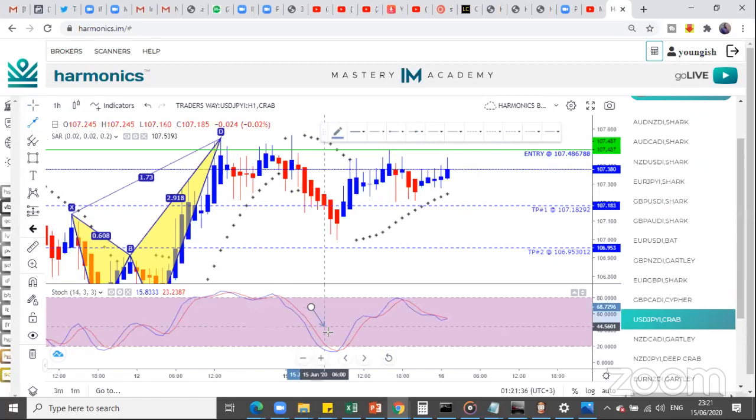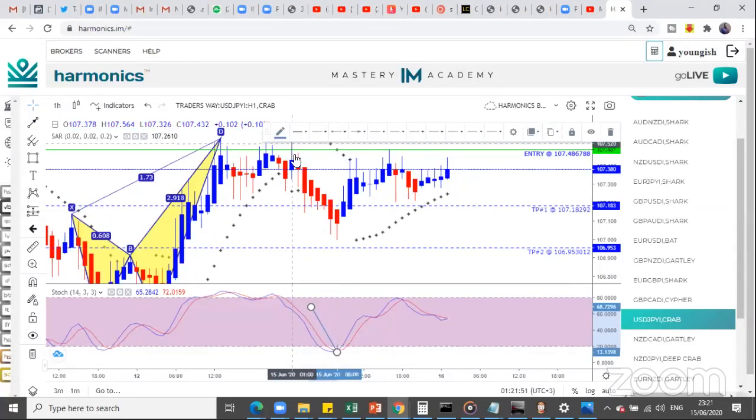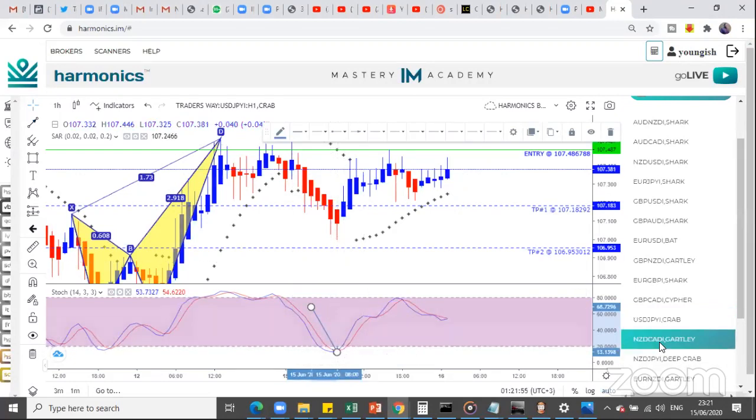Always be careful. Always watch this cross. If you are entering from here and it gets to the overbought, you can come out of your trade or partial, because it is telling you that it has gotten to exhaustion. If you enter from the top and it gets here, then it has entered into exhaustion. So come out.